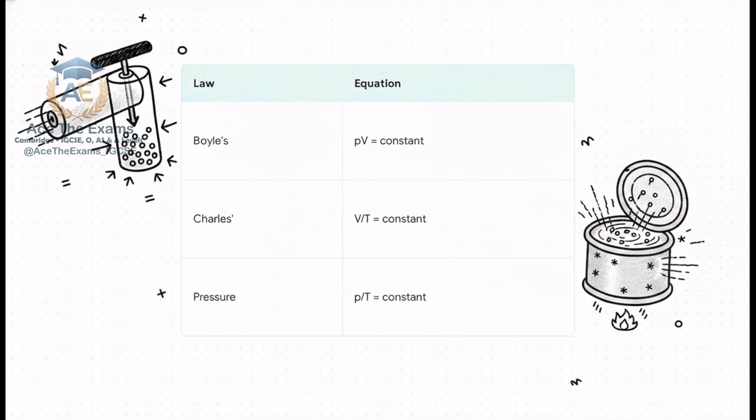Or think about the pressure law. If you take a closed can of gas and heat it up, those particles move way faster, they hit the walls harder, and they hit them more frequently. That drives the pressure up. These neat mathematical equations we use in physics, they are purely the result of billions and billions of microscopic collisions.